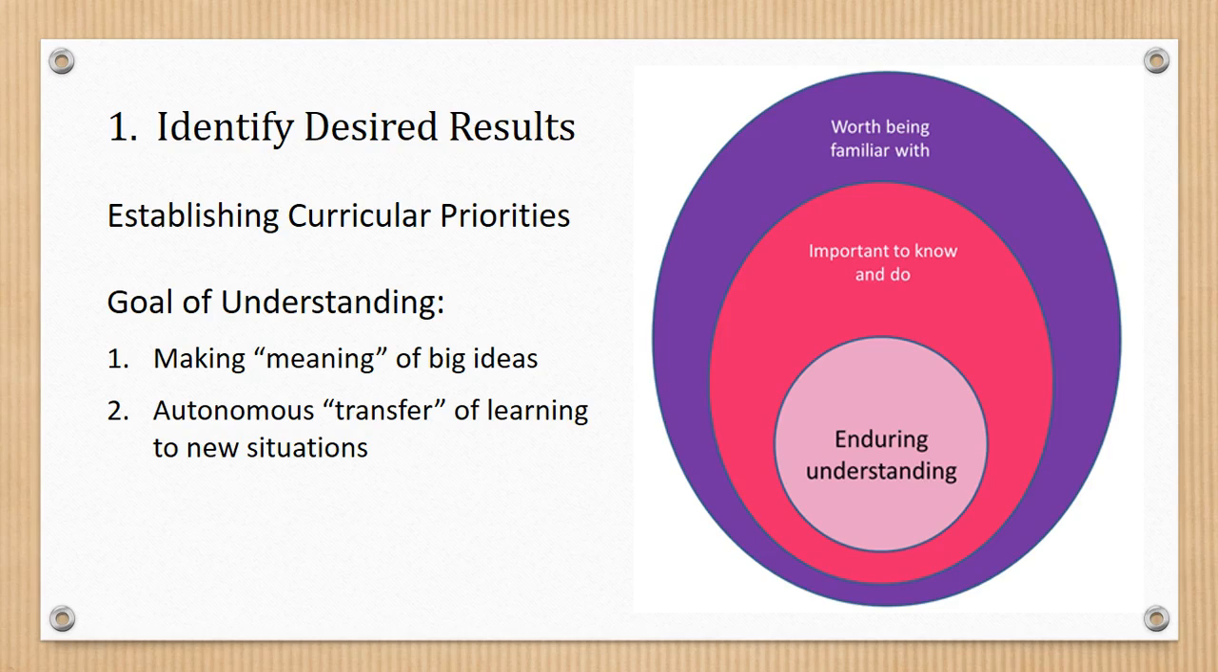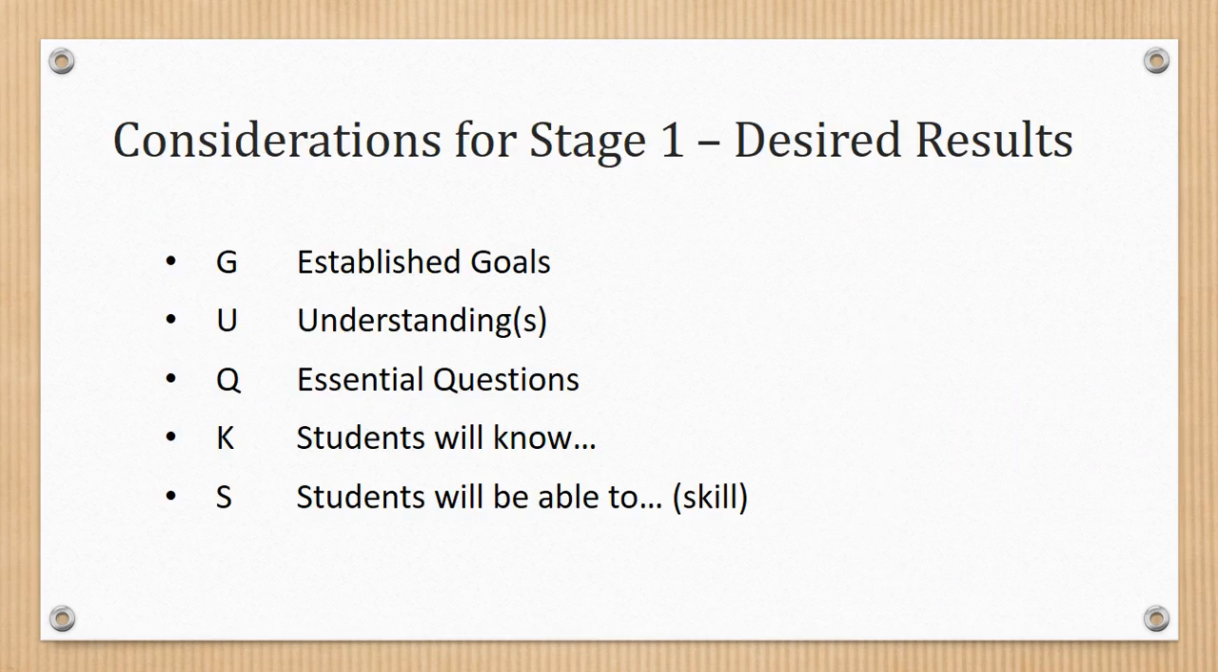And the autonomous transfer of learning to new situations. So as students come up against new situations, they are able to have automatic transfer or to be able to think through things and transfer that knowledge. So some considerations for stage 1 in the desired results would be those initials we saw: G for established goals, U for understanding or understandings, Q for essential questions, K what students will know, and S what students will be able to do as a skill.